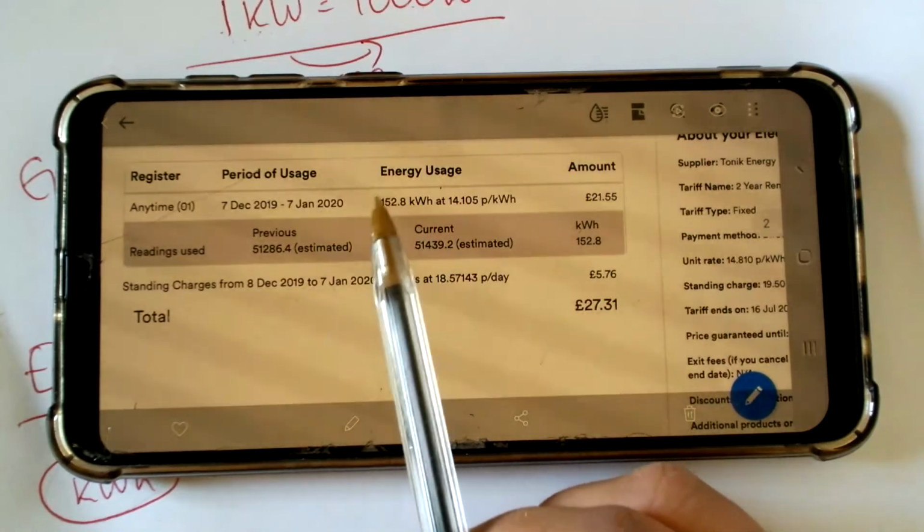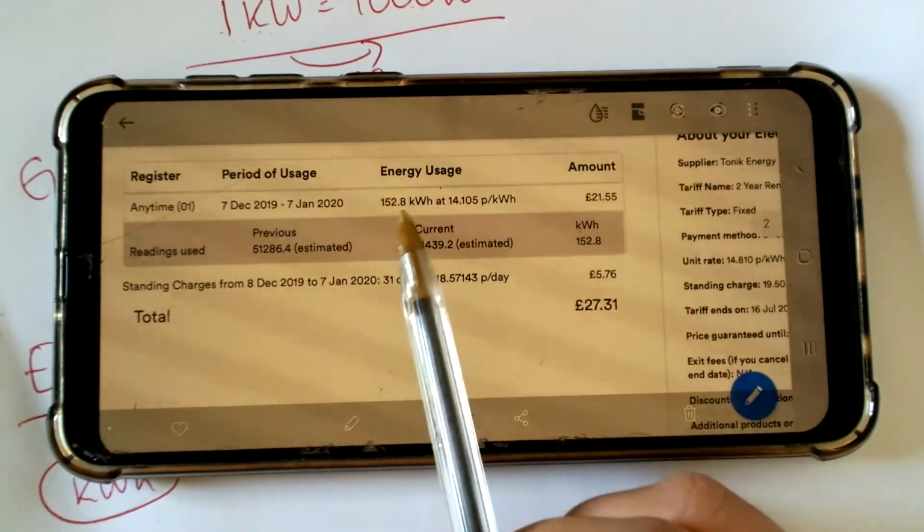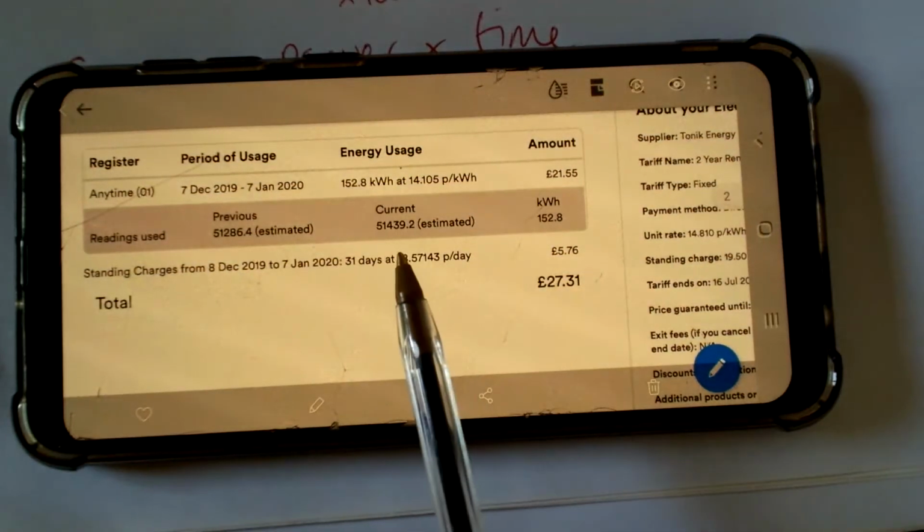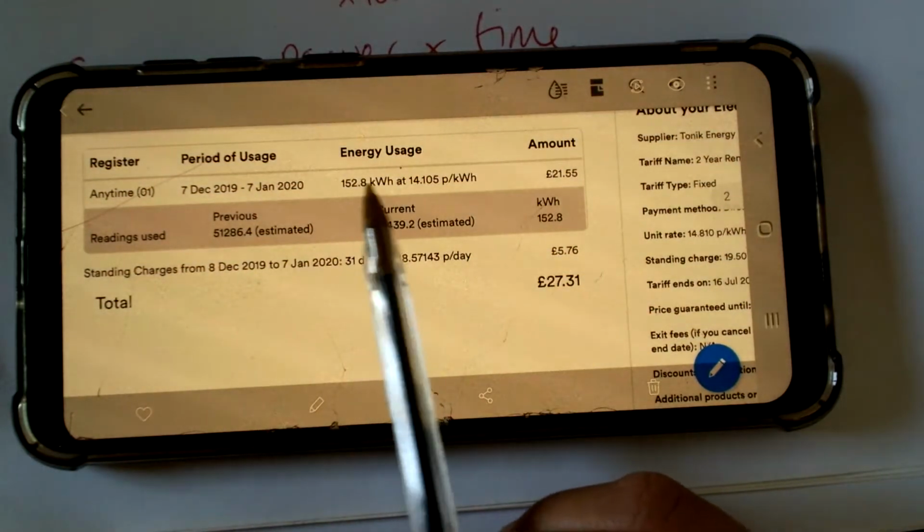This is how we measure how much energy I've transferred. That is a measure of energy.